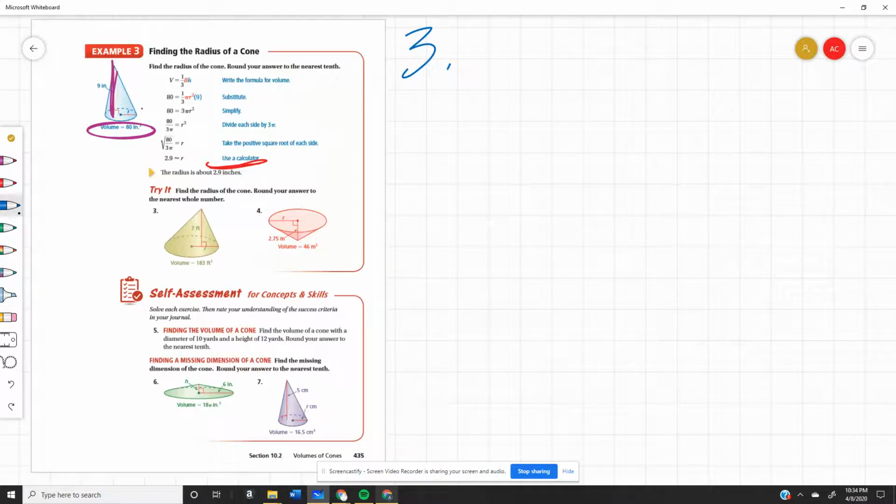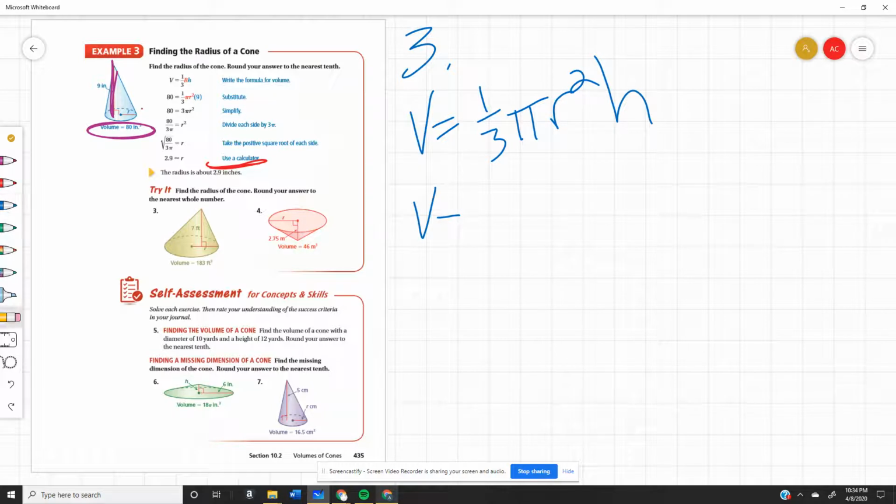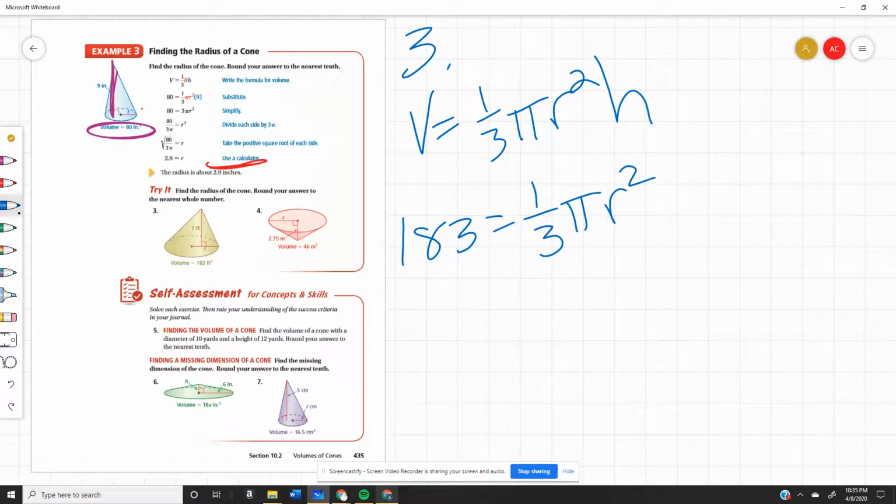Find the radius of the cone, round your answer. So volume equals 1/3 pi r squared h. Well, not volume, because we know what the volume is. So the volume on this one is 183 equals 1/3 pi r squared times 7. Okay, this is where it gets a little tricky. So I am going to do 7 divided by 3. 1/3 of 7 is 2.33.